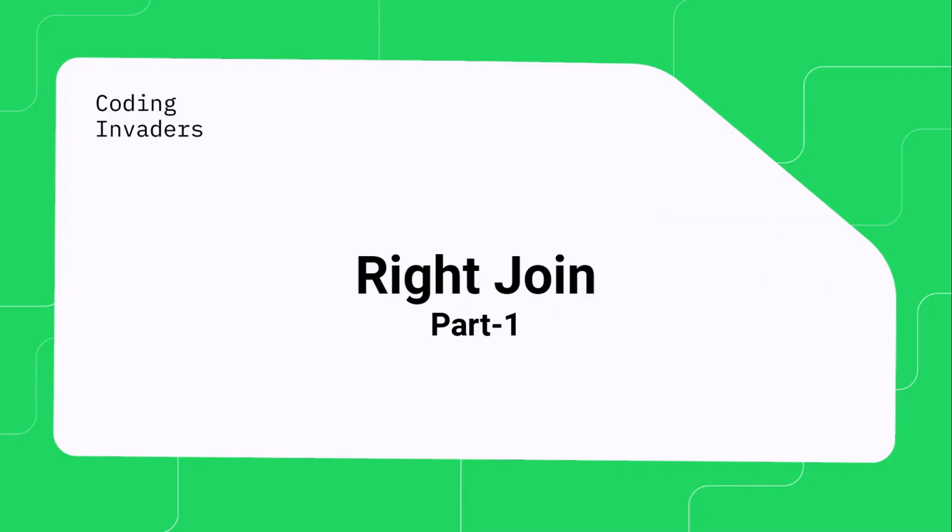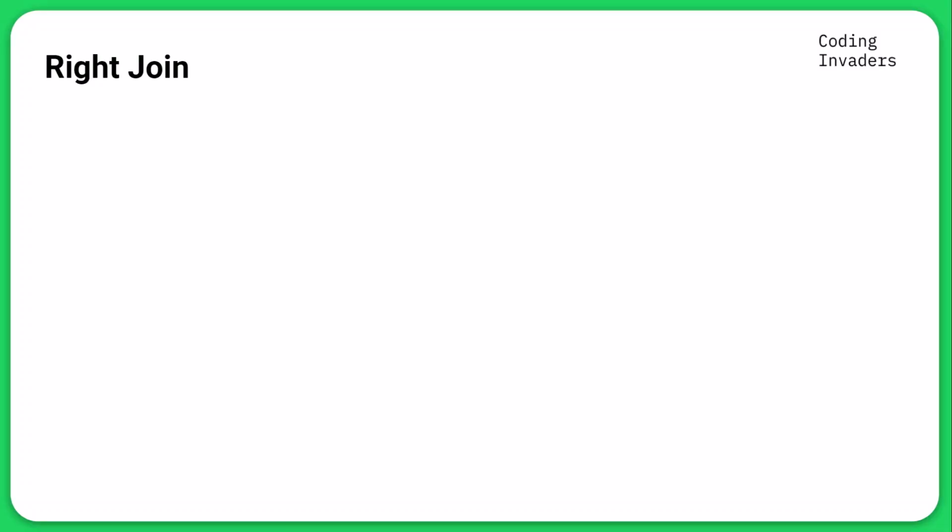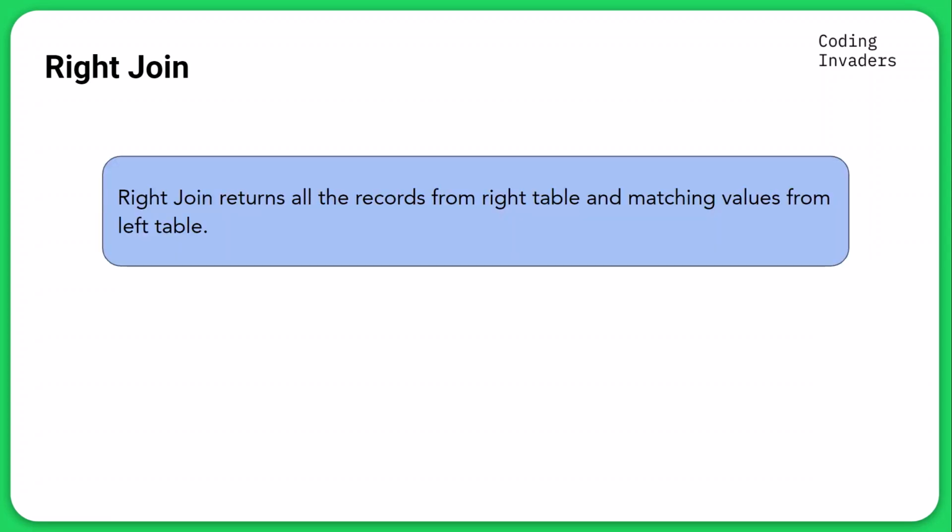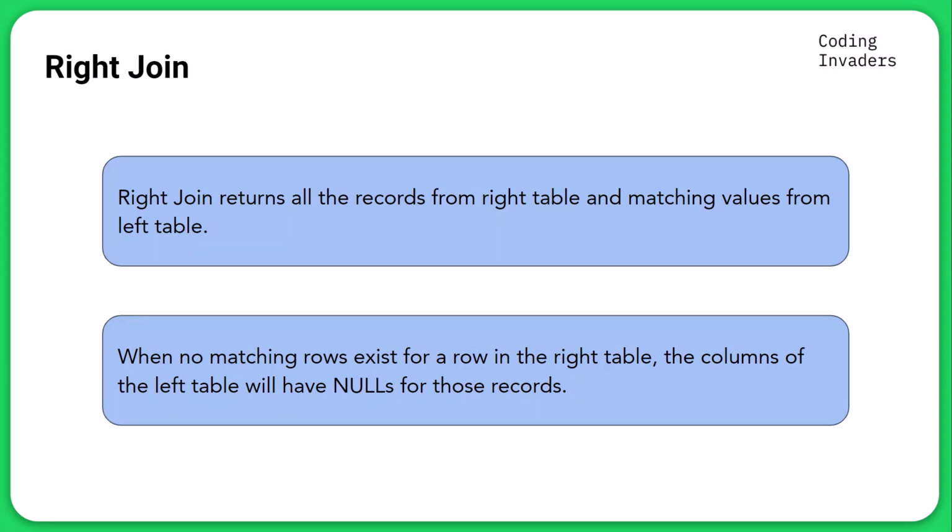In this lesson, we are going to learn what is right join. Suppose you have two tables of data. One is the left table, another is the right table. Right join returns all the records from the right table and matching values from the left table. Also, when no matching rows exist for a row in the right table, the columns of the left table will have null values for those records.